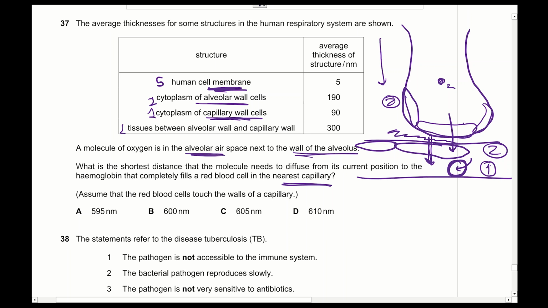Therefore, what we're going to do is, first of all, multiply 5 by 5, which is going to be 25, because we just said that it needs to pass through 5 human cell membranes, plus 1 cytoplasm of alveolar wall cells, so 190, and 90, and 300, which is going to give us 650 nanometers. Therefore, the answer is going to be C.